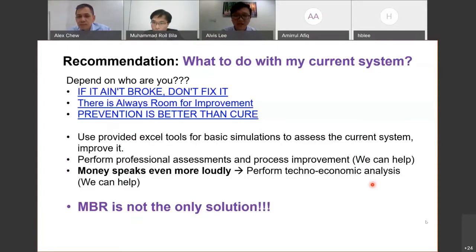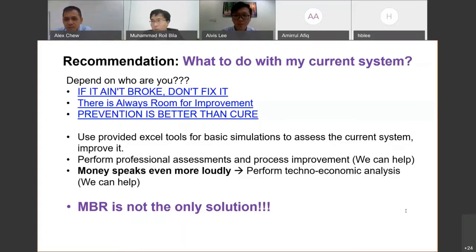Okay. Last few questions. So the next question is, MBR can reduce footprint by 33%. What about the actual size? If we have 100 meter cube per hour influent, can the size be 30% from 100 cubic meter?